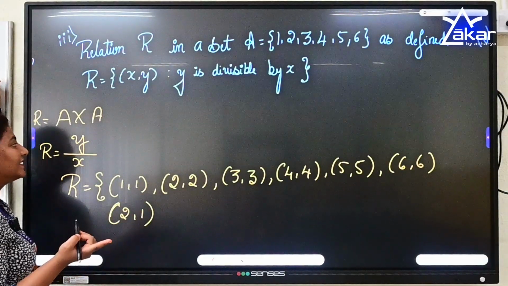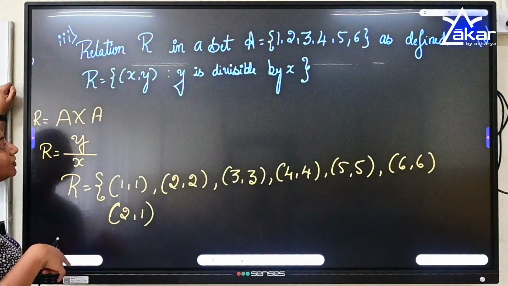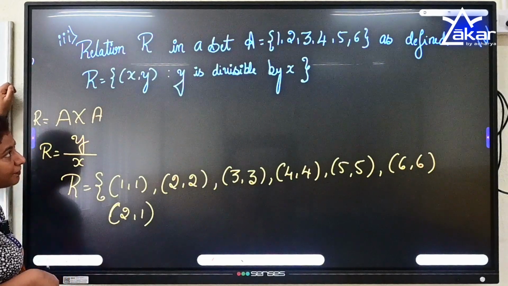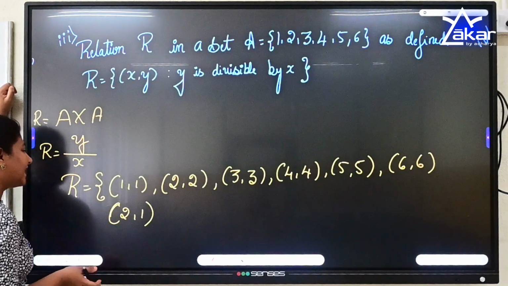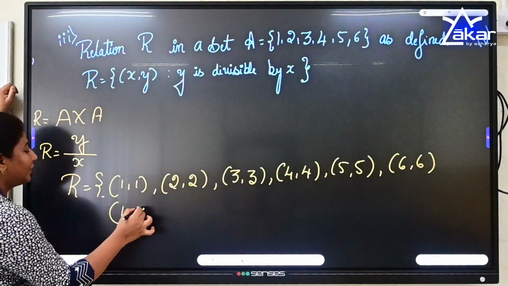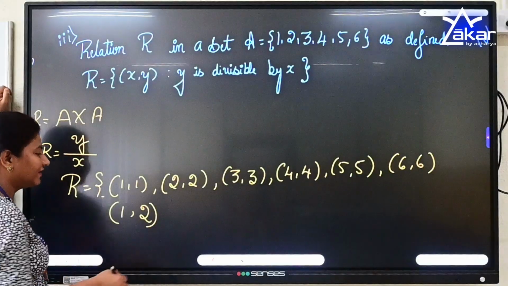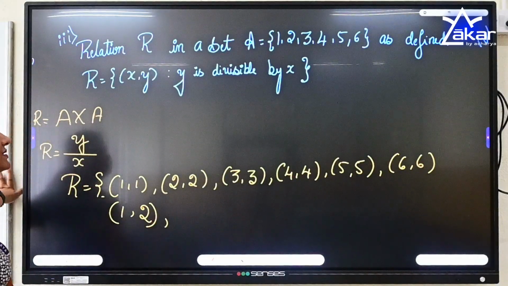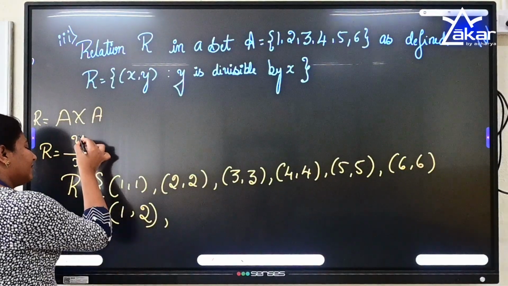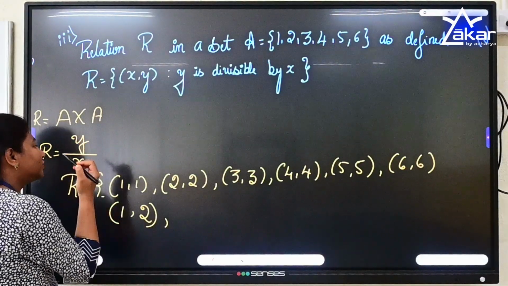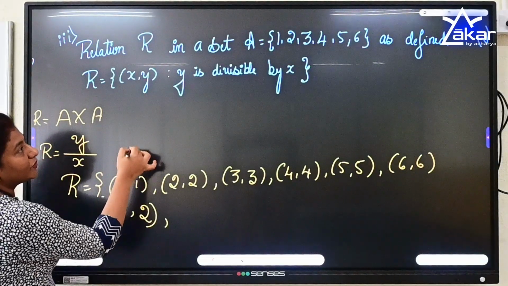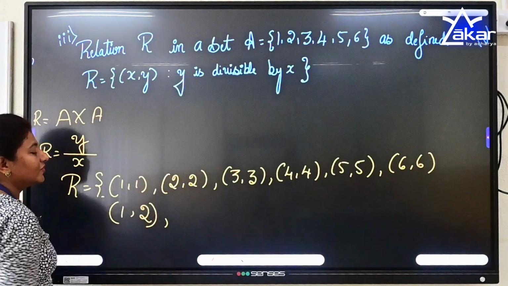(2, 3) it is not. (2, 4) also it is not. (2, 5) is also not. (2, 6) no. That is, x value is 2, y value is 1. No, that is also not possible. That is, (1, 2) is present but not (2, 1). Next, the value (2, 2) can be done. Next, y equal to 2 and 2 by 3? No, that is also not possible. 2 by 4? No. 2 by 5? No. 2 by 6 also not possible.